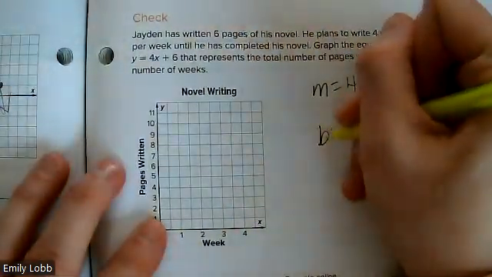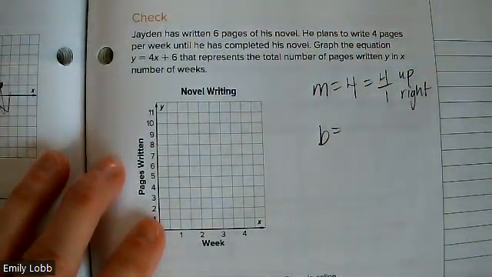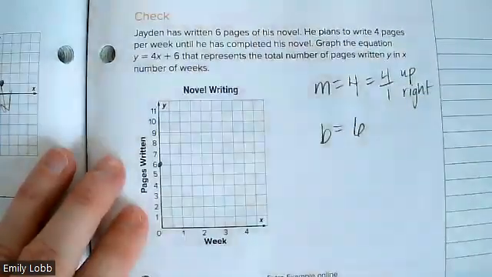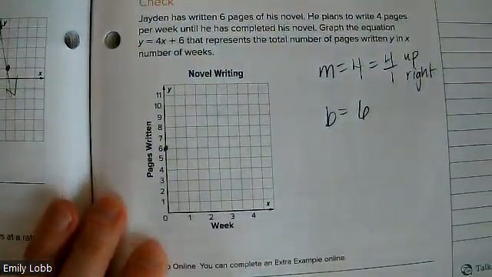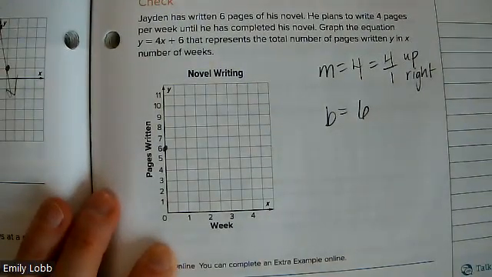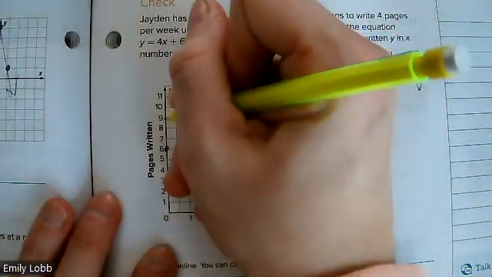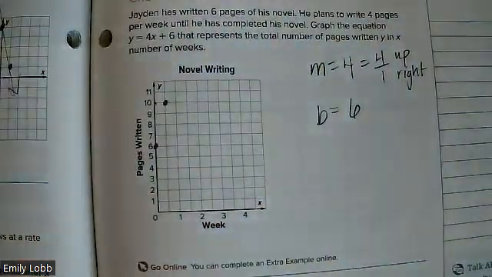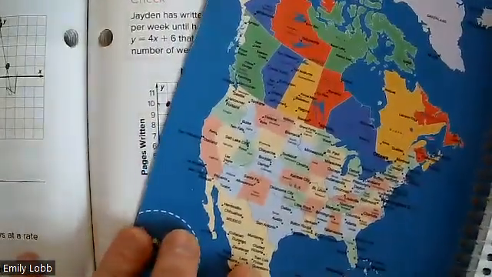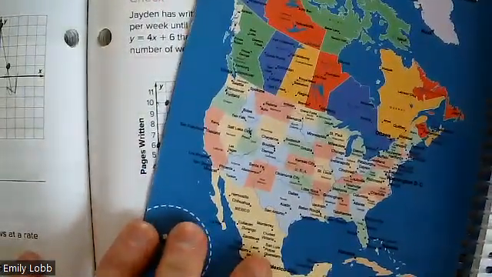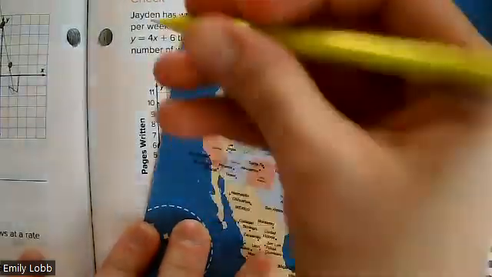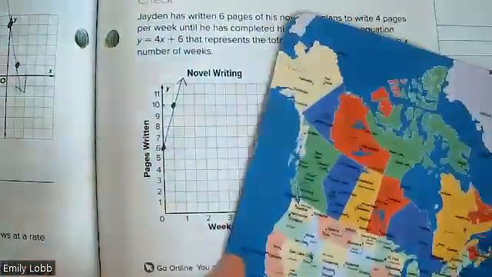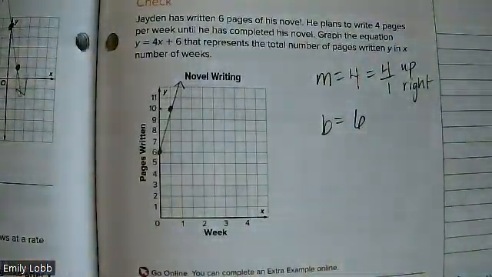What's my y-intercept? 6. So I'm starting at the point 0, 6. I'm going up how many? 4. 1, 2, 3, 4, and over 1. Then I'm extending it. Typically, our line would go in both directions, but of course in real life, it's not in this case, right? Because we started at 6.